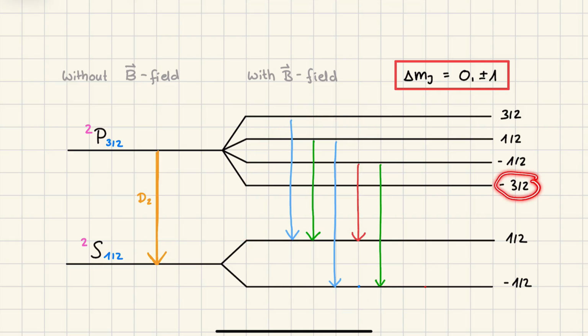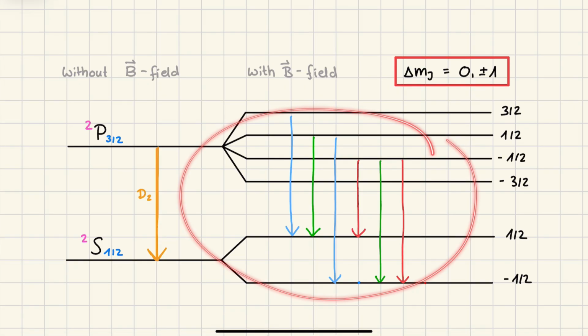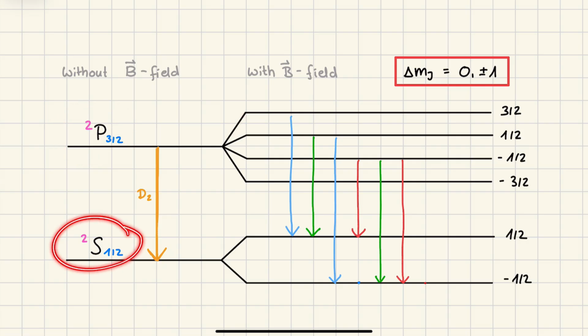For the lowest possible level of our starting state, which is minus 3/2, the only allowed transition is from minus 3/2 to minus 1/2, this one right here. And anything else would be either dipole forbidden or wouldn't make any sense in the first place. So these are all the allowed transitions from the split substates of this state to the split substates of this state. But why do we actually do this?